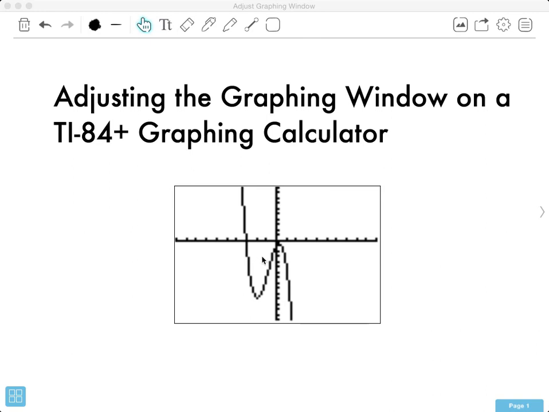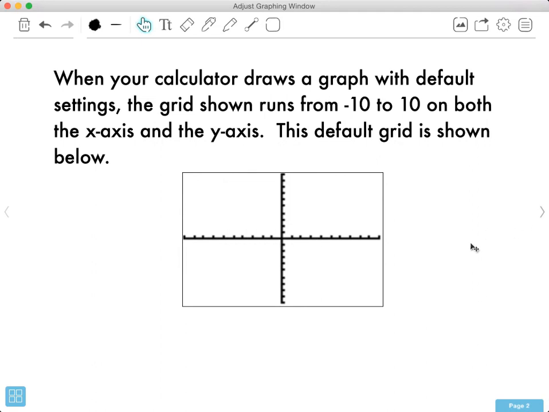Hello again and welcome to this video on adjusting the graphing window on a TI84 Plus graphing calculator. This is an important skill for all levels of applied math, the 30 and 40 especially that we teach at this school, as you'll need to constantly be readjusting the window on your calculator for a question you're working on.